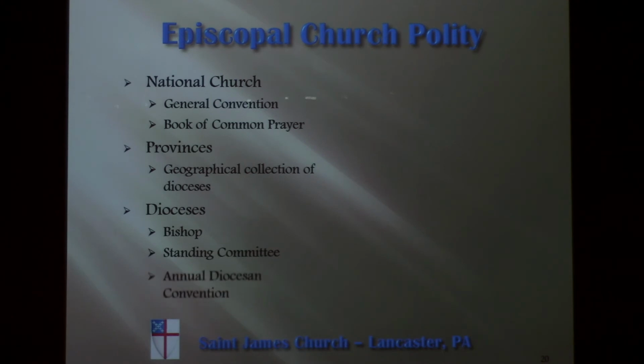Inside the provinces are dioceses. Each diocese has a bishop and a standing committee, and each diocese does an annual diocesan convention, which we just last week elected delegates to. And the delegates at diocesan convention will elect delegates to go to general convention.